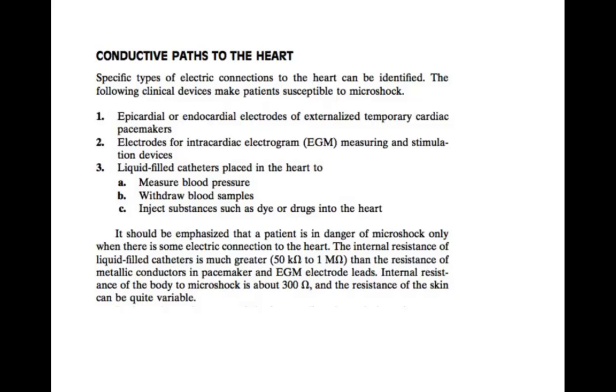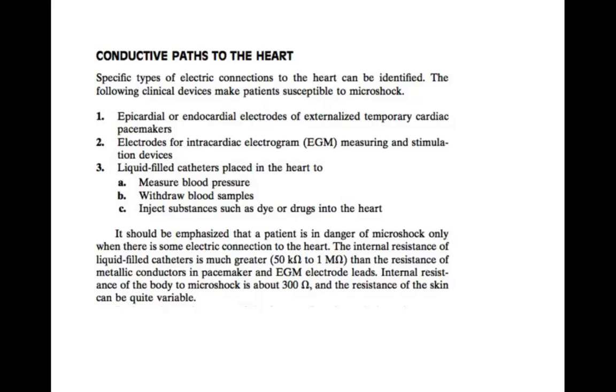Now, there are a number of ways that you can have electrical connections to the heart. And so these are just some examples of some of the ways that can happen. You can have epicardial or endocardial electrodes that have some kind of externalized temporary cardiac pacemaker. So this would not be an implanted pacemaker. This would be a pacemaker that has an external power supply that is then connected to things outside of the patient and ultimately connected to the electrical supply system in the building.